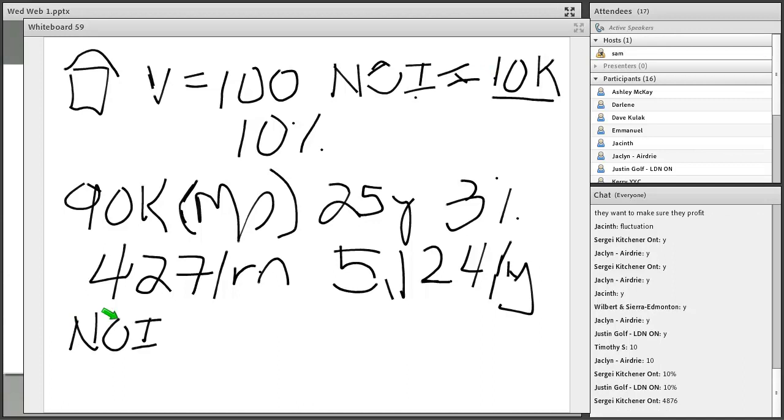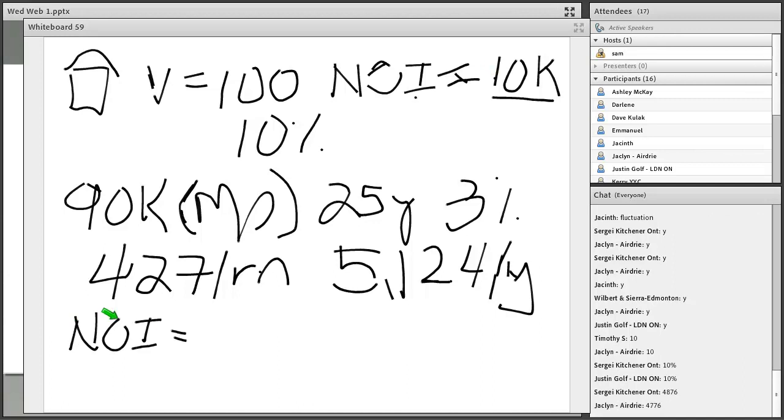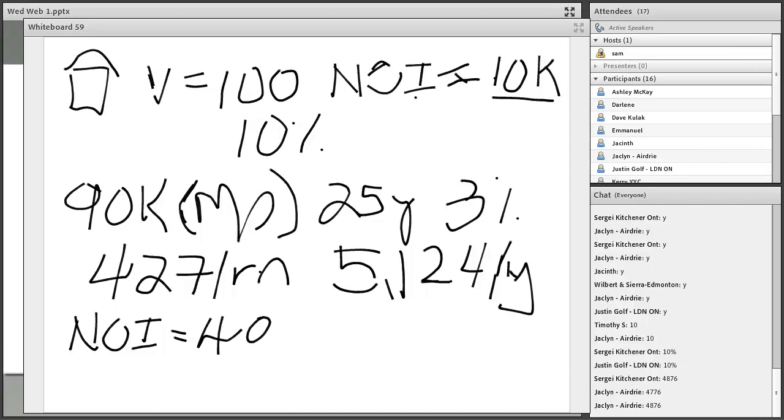to what? What's our net operating income equals? Let's take that away for a second. Our net operating income equals $4,876. Okay? Per year. Okay? Now, if it's $4,876 per year, what is our new return on investment?